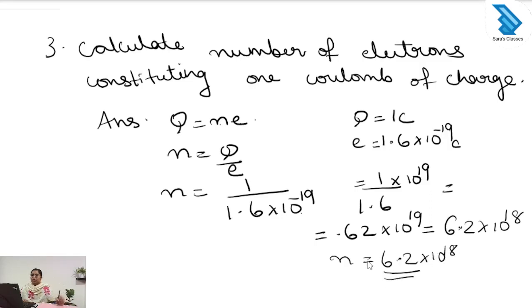Number has no units. How does the number have no units? n is equal to charge divided by the charge of electron. The unit of the charge is coulomb and the unit of the charge of electron is also coulomb. So these two will cancel each other, so that n has no unit. So the number of electrons is equal to 6.2 into 10 raised to the power 80. So we can go to the next problem.